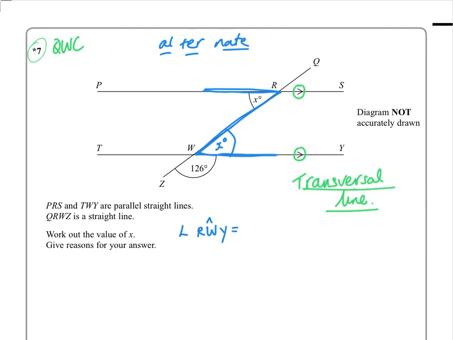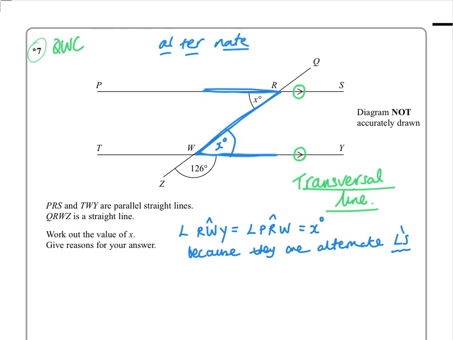RWY equals angle PRW, because they are alternate angles, and so I use this little angle sign with an apostrophe S for angles. That's the first thing that I would say. So I'd say angle RWY is angle PRW, which is equal to x degrees, because they are alternate angles. That's the first thing to do.